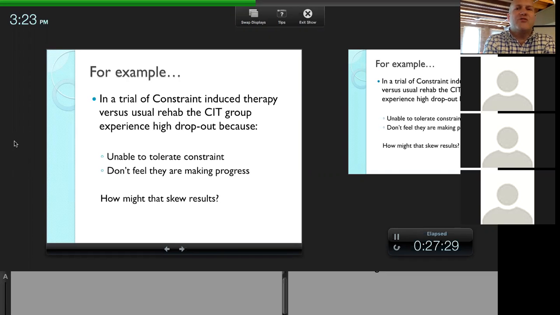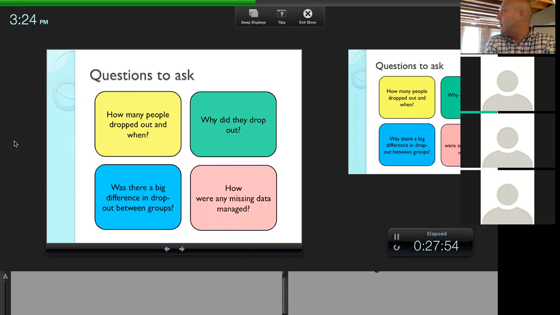So when you're looking at a trial, the basic questions you should ask are, how many people dropped out? From which group and when? What reasons did they give for dropping out? Was there a big difference in dropout between the groups? And how was the missing data managed? How was the analysis performed with regards to people not completing the protocol or leaving the study?